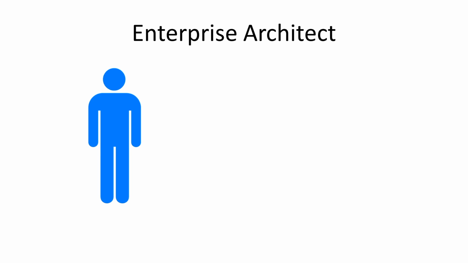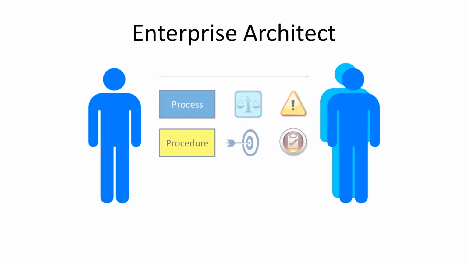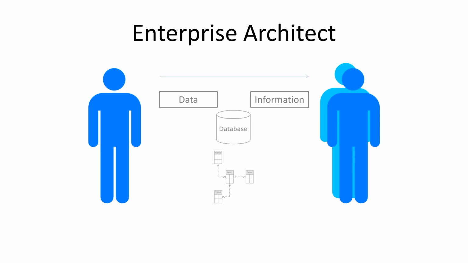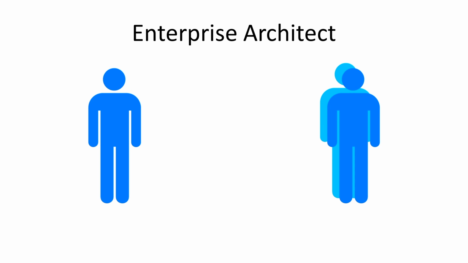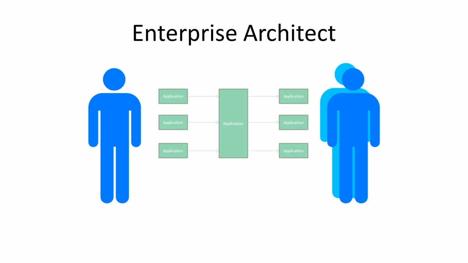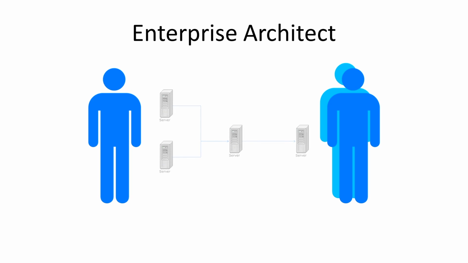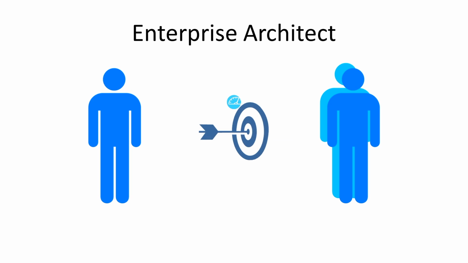Lastly, there is the enterprise architect, who is responsible for the work of all of the other architects, the business architecture, the data architecture, the applications, and the technology that support them, and is also responsible for ensuring that all of those architectures meet the strategic goals of the enterprise.